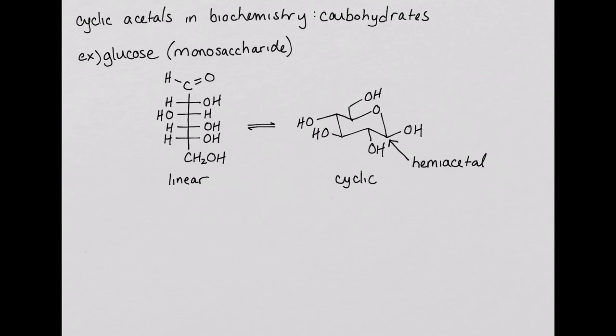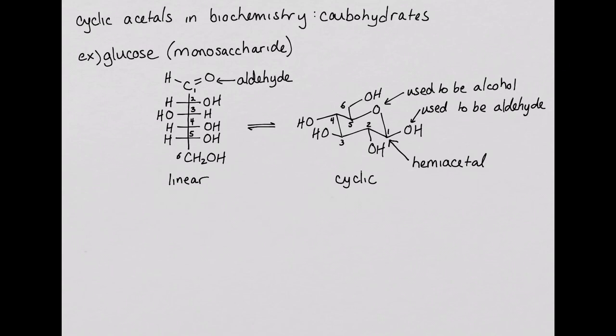First, let's number the carbons in each of these structures. The same numbers will correspond in the hemiacetal structure. The oxygen that used to be the aldehyde is here, and the oxygen that used to be the alcohol is here. This hemiacetal results from the condensation between the aldehyde at carbon 1 and the alcohol on carbon 5.